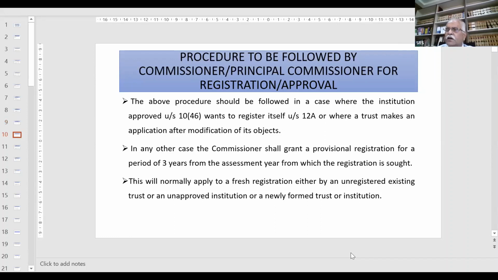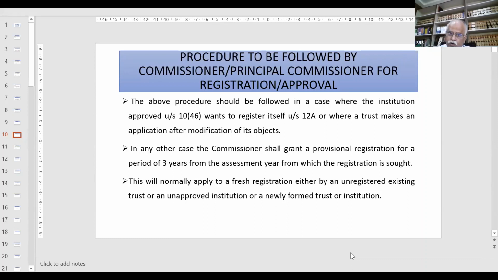Same way the inquiry, etc., when you want to convert from a section 10(46) institution to a section 11 institution and want a registration under section 12A. If you are making an application for the first time, you are an unregistered trust or you have been just formed and you are making an application for registration, the commissioner will grant you a provisional registration for 3 years from the assessment year for which the registration is sought.